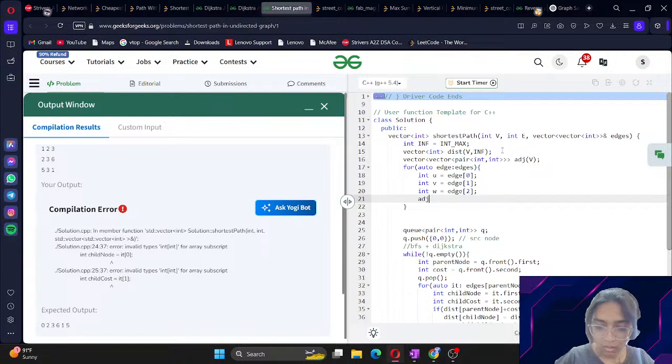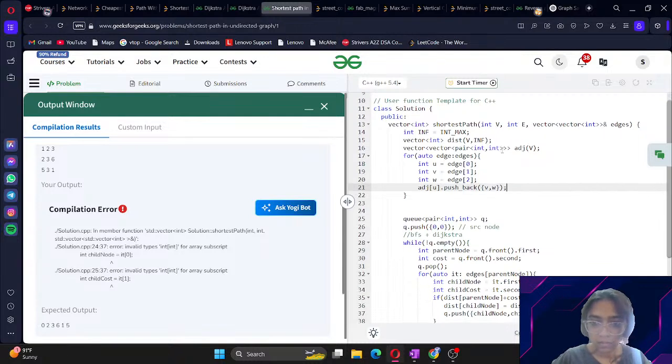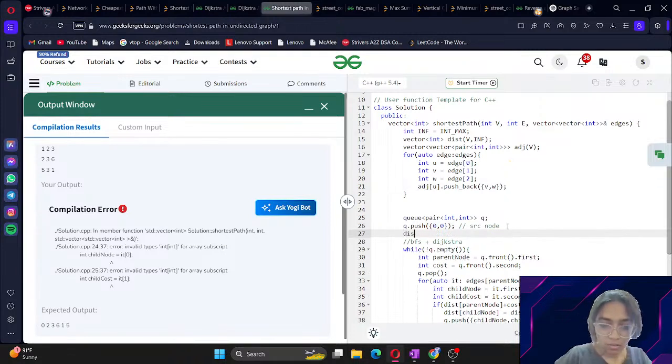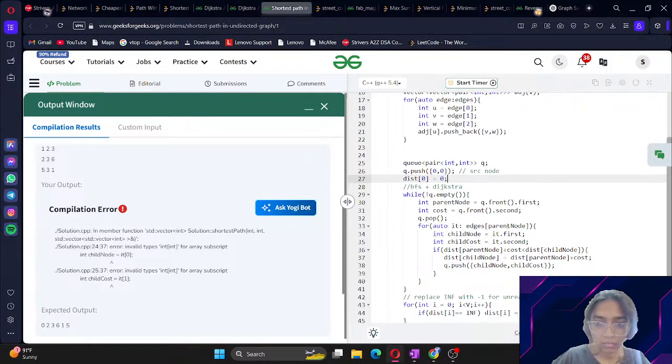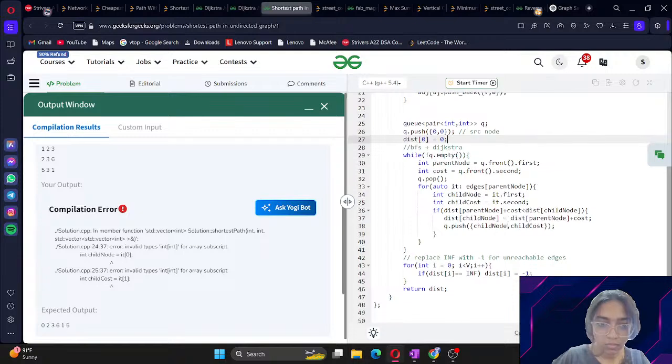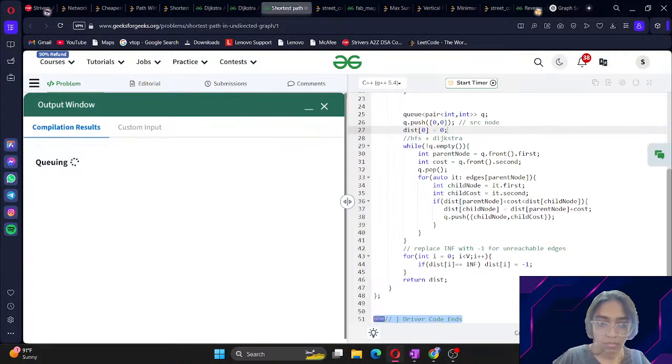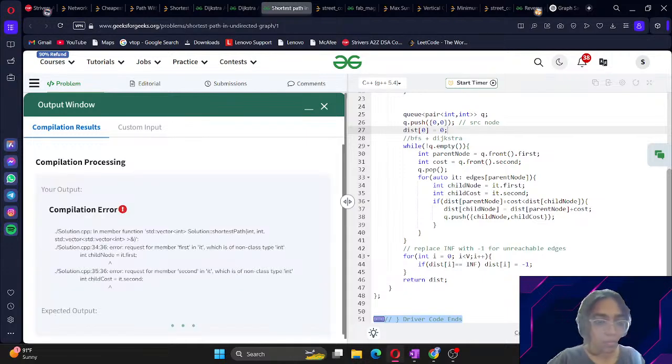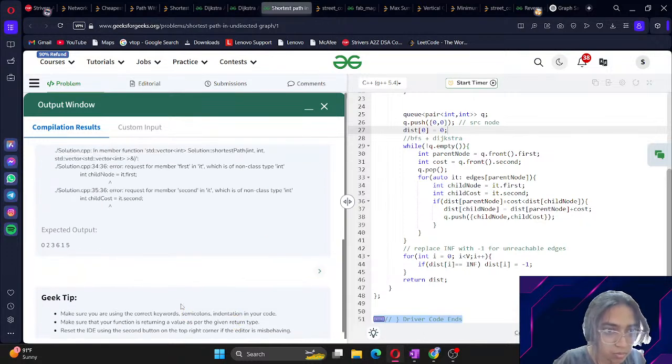So up here is gonna be coming value. Distance of zero is gonna be zero.